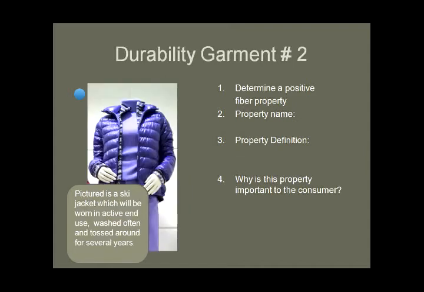Next, we're taking a look at a ski jacket, which will be worn in an active end use. So it's going to get a lot of abuse. It's washed often and tossed around for several years. Again, we're looking at durability. So what kind of fiber would contribute to the garment's durability? What's a property name of this fiber? Define the property, and then tell us why it's important to the consumer.